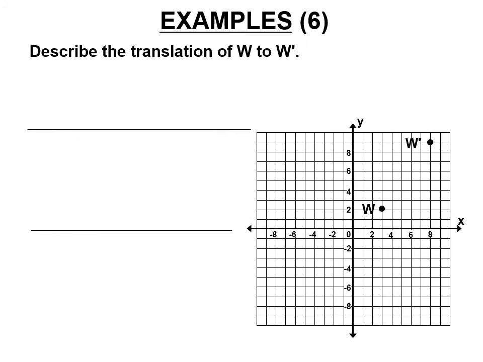All right, so what happened from W to W prime? There's more than one right answer, but let's go. We got 1, 2, 3, 4, 5. So we went 5 units right. And then what did we do? 1, 2, 3, 4, 5, 6, 7. 7 units up. Could you have written 7 units up first? Yes. And then 5 units right after? Yes.